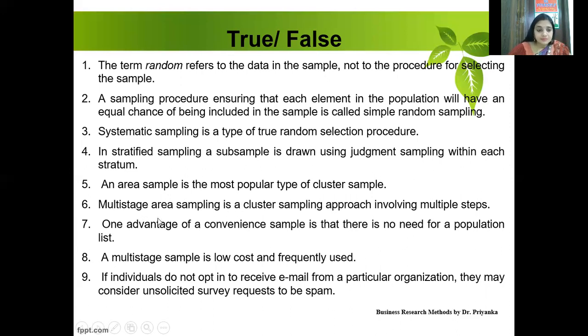So it is true. Seventh, one advantage of convenient sampling is that there is no need for a population list. Yes, if you do not have a population list, even then you can go with this. So true. Eighth is, multi-stage sample is low cost and frequently used. It is frequently used, but it is not low cost. It is very high cost sampling, but still mostly used by the researchers.